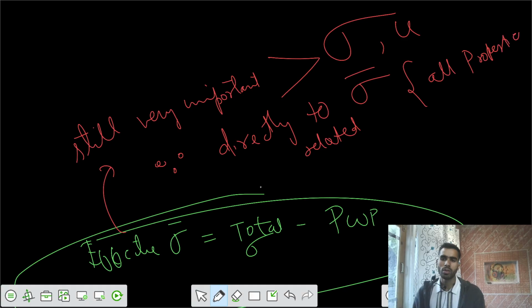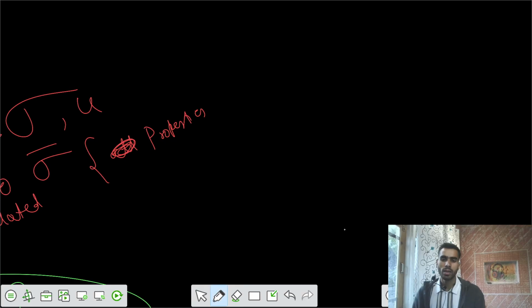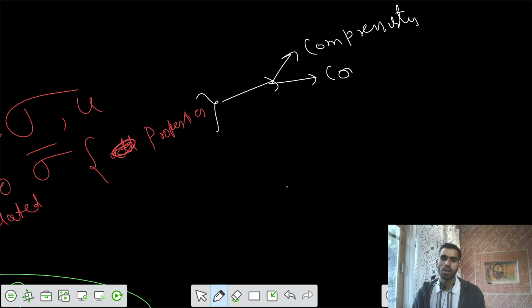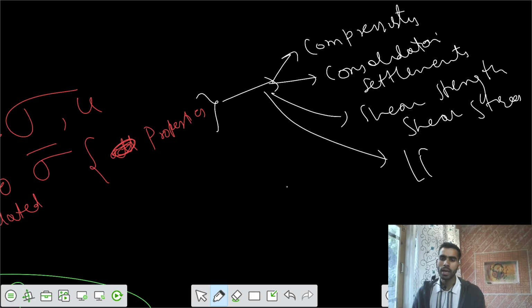The properties I'm going to write here are the chapters in themselves. One of the chapters is the compressibility property of the soil, consolidation, settlements, shear strength of the soil, or shear stresses that get developed, and load bearing capacity of the soil.